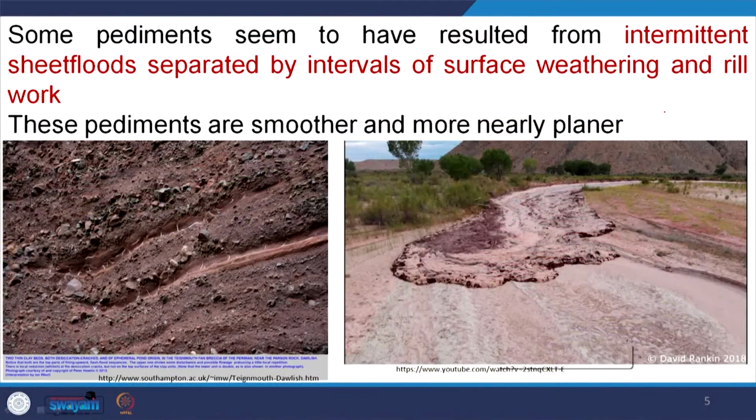Some pediments seem to have resulted from intermittent sheet floods separated by intervals of surface weathering and rill work. These pediments are smoother and more nearly planar. Here, if you see, this is a photograph of a sheet flood. Sheet floods generally occur in mountainous regions, in arid regions. This is probably an arid region, where there is very little rainfall, even once in 12 months or more than that.